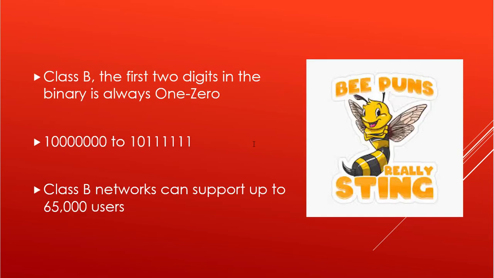All right, Class B: the first 2 digits in the binary are always 10. So 10, and then the rest of the bits. And this should go from 10000000 to 10111111, and that is 128 through 191. So Class B networks can support up to 65,000 users. So each Class B network will support up to 65,000 users.